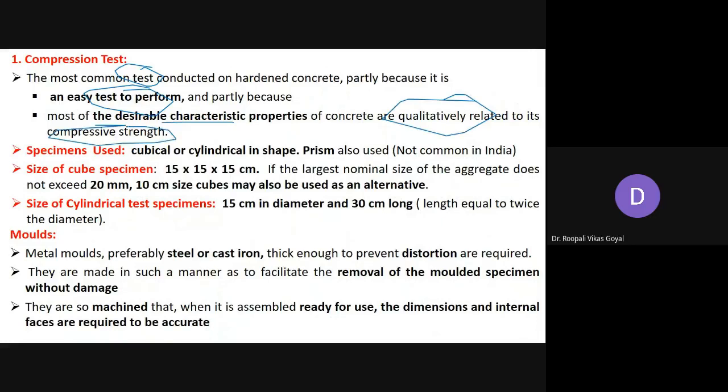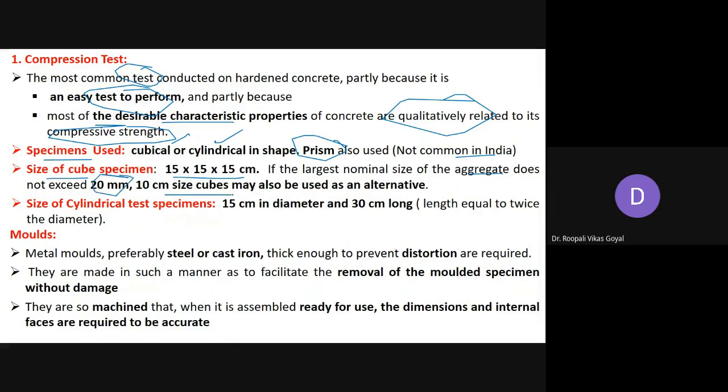As we have discussed, the specimens used are either cubical or cylindrical. Sometimes prisms are also used, but it is not common in India. The size of the cubical specimen that you should know is 15 by 15 by 15 centimeter. But if the largest nominal size of the aggregate does not exceed 20 mm, then 10 by 10 by 10 size cubes are also used.